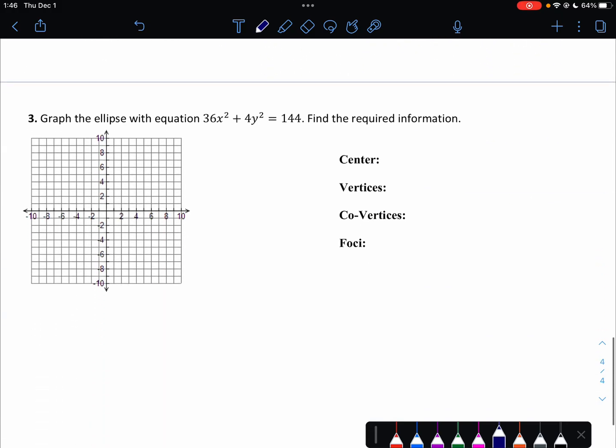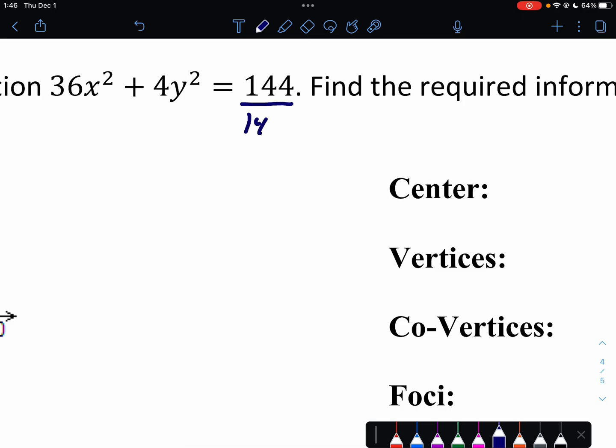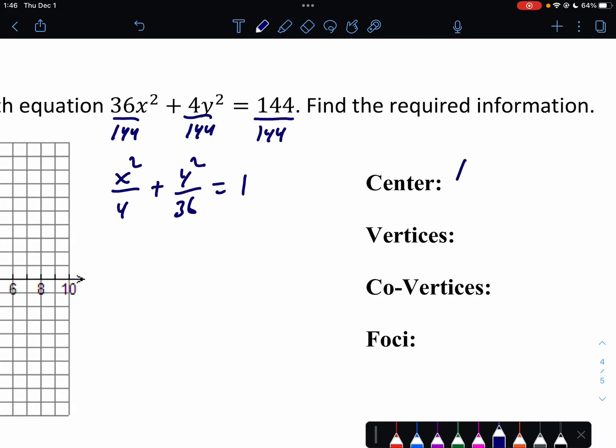Last one. It's not in standard form as of now, so we're going to start by dividing through by 144 to make it say equals 1. And that's going to give us x squared over 4 plus y squared over 36 equals 1. So our center is at 0, 0. A is 2 and B is 6. I'm sorry. A is 6 and B is 2.